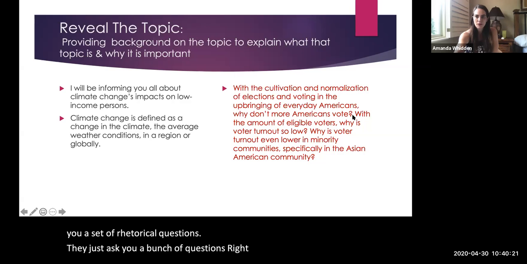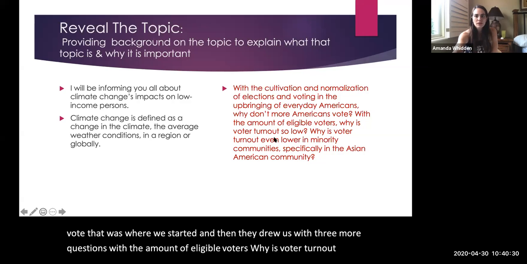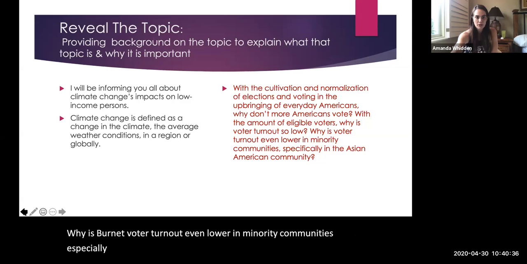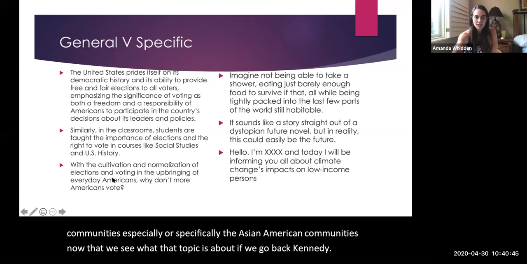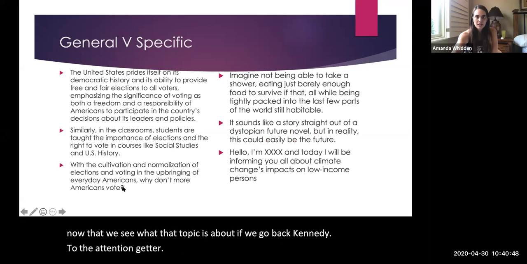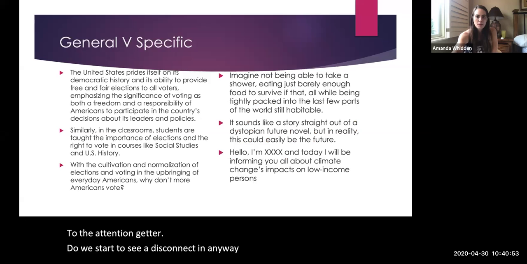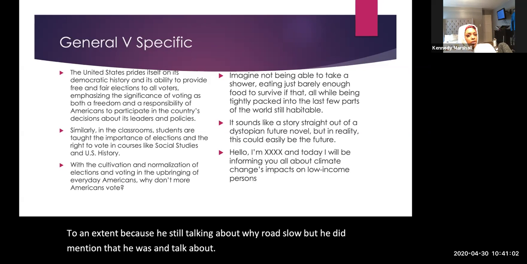Why don't more Americans vote? That was where we started. And then they drew us in with three more questions. With the amount of eligible voters, why is voter turnout so low? Why is voter turnout even lower in minority communities, specifically the Asian American communities? Now that we see what that topic is about, if we go back, Kennedy, to the attention getter, can we start to see a disconnect in any way? Yeah, to an extent, because he's still talking about why our vote's low, but he didn't mention that he was going to talk specifically about the Asian community.